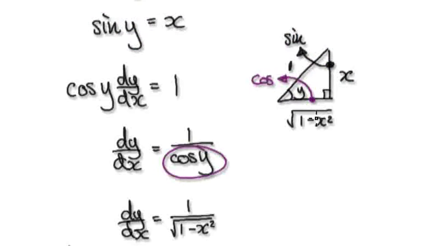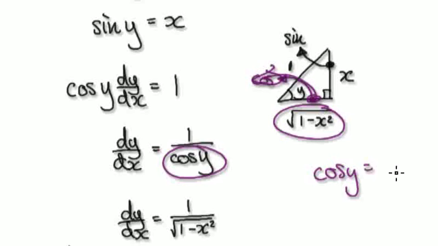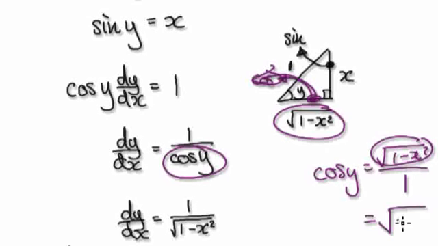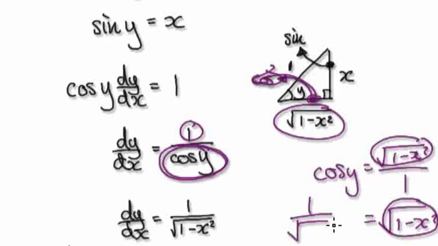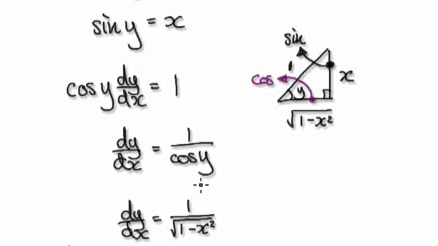So cos of y would be from here all the way up here. So cos of y equals this thing here, the adjacent divided by the hypotenuse. So this thing here collapses, and that would then give you this. So 1 over cos of y would be 1 over this thing here. We've done this many times. Just remember that when you differentiate the arcsine of x, that would then give you this.